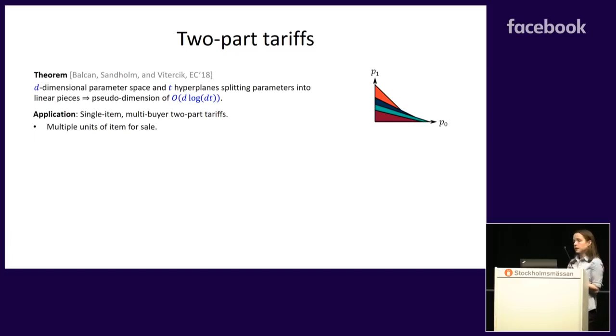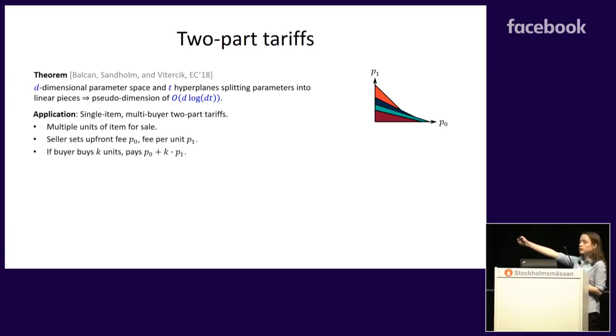Another example of a mechanism class that we can apply this general theorem to is two-part tariffs. So here, these are single-item, multi-bidder, and there are multiple units of each item for sale. So what the seller is going to do is set an upfront fee, P0, and a fee per unit, P1. And if the buyer buys K units of the good, they're going to pay the upfront fee plus K times the price per unit.